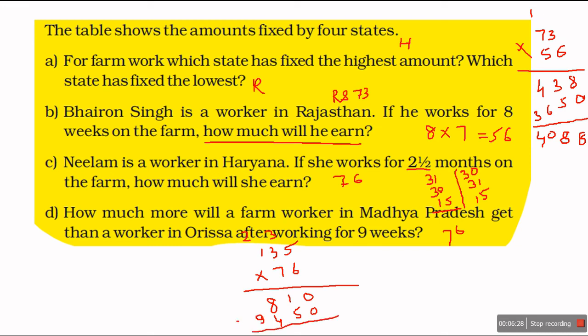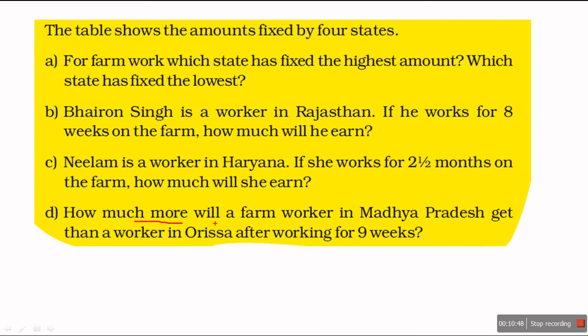Now I will add these. 0, 5 and 1, 6. 8, 4, 12, 2, 9 and 1, 10. So 10,260. Neelam will earn 10,260. Okay. So Neelam will earn 10,260.